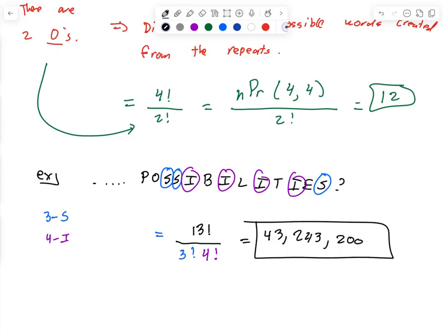If I said the first 3 letters had to be POS, I'm only working with 10 letters because I'm locking that in. So you'll see some problems at the end that say the first 3 letters have to be POS. Same thing, I would do the same thing. I'm only working with the remaining letters. All right? And that's it.